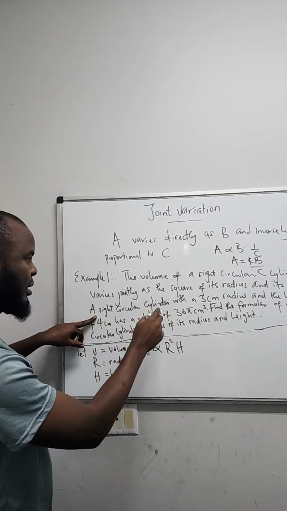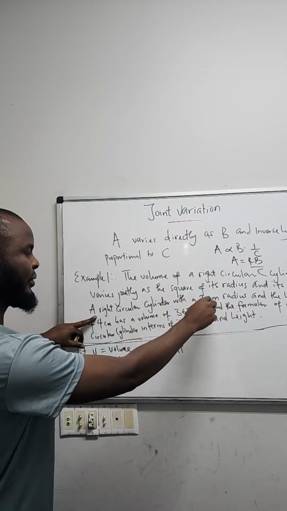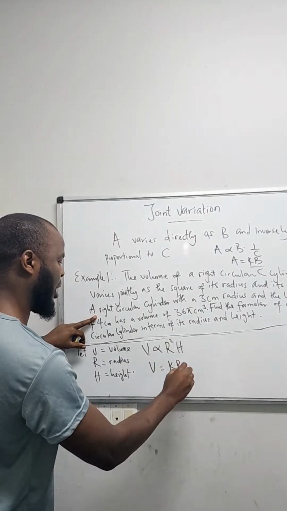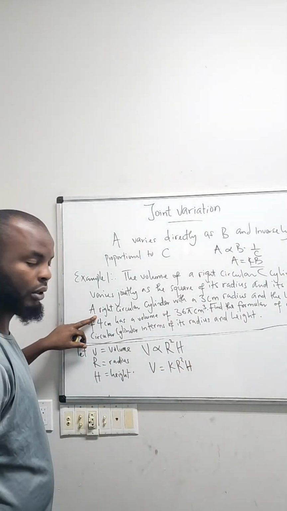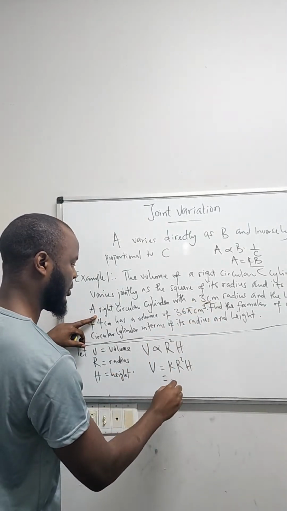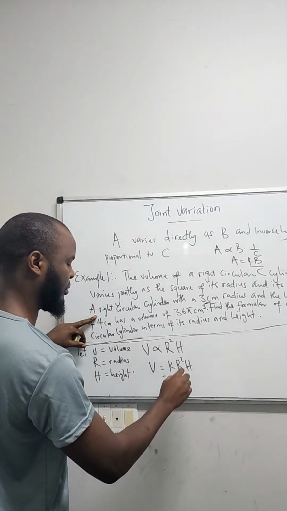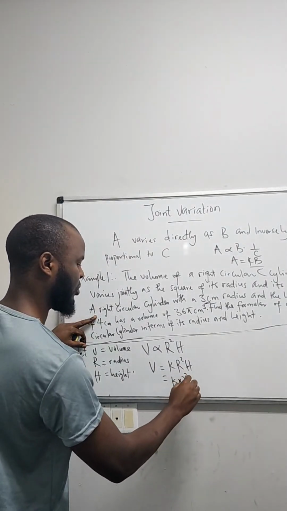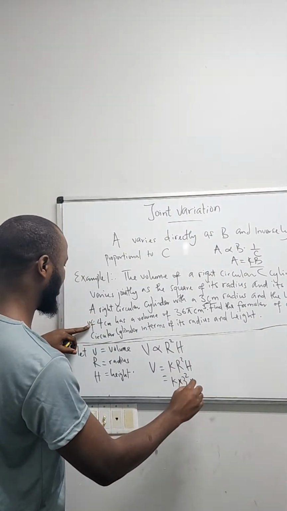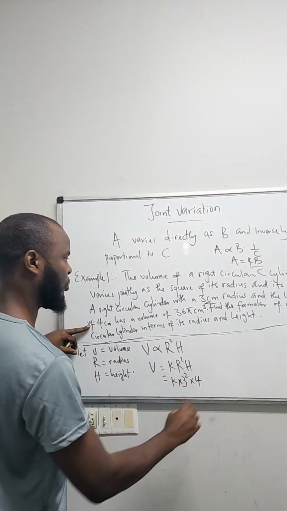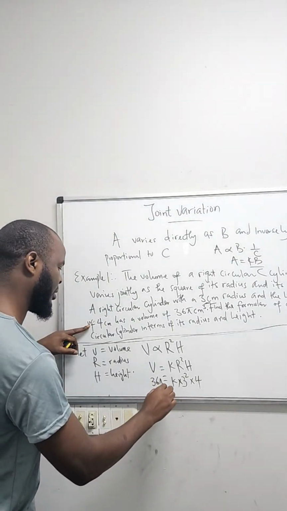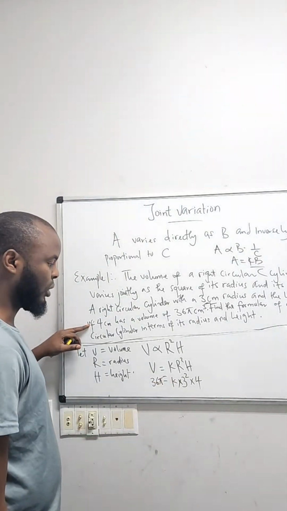A right circular cylinder with a 3 centimeter radius. So here we're going to have V equals K R squared H. We have a 3 centimeter radius, so K times the radius 3 squared, and the height of 4 centimeters, times height, which is 4. And the volume is 36 pi.